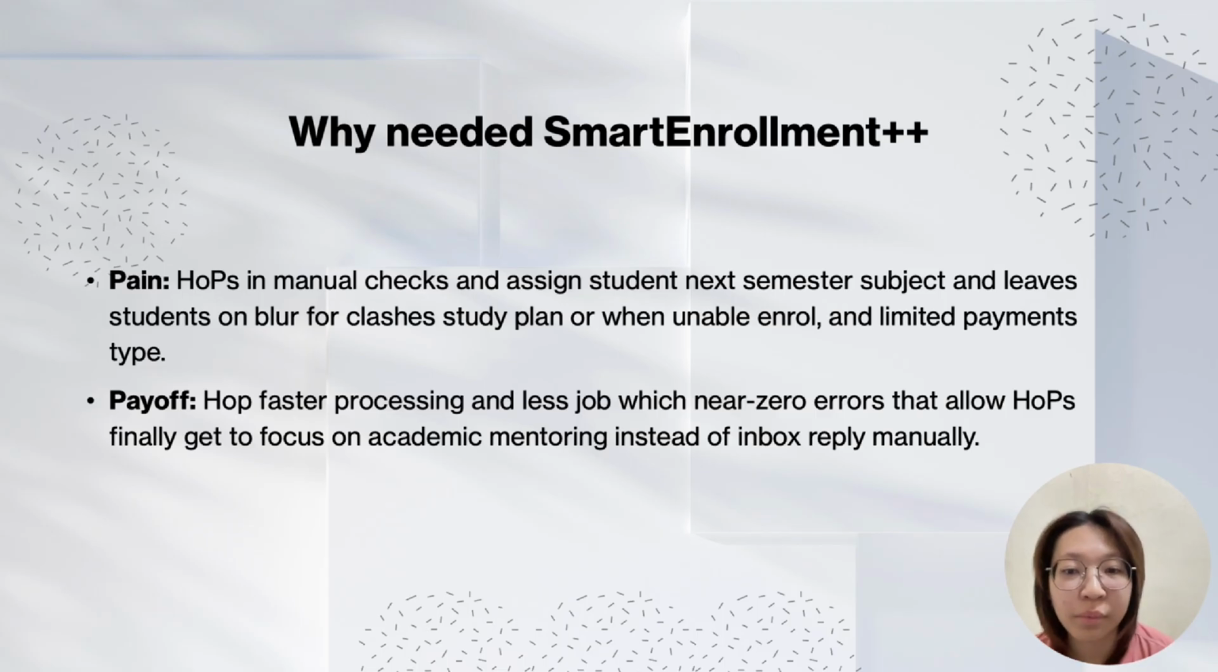Why do we need Smart Enrollment Plus? Because the HOP currently manually checks and assigns students' next semester subjects, and the student list is blurry for crashing, study plan, or with neighbor, unable to enroll, and limited payment types. The payoff is faster processing and less work for the HOP, with near zero error, allowing the HOP to finally focus on academic mentoring instead of replying to the inbox manually.